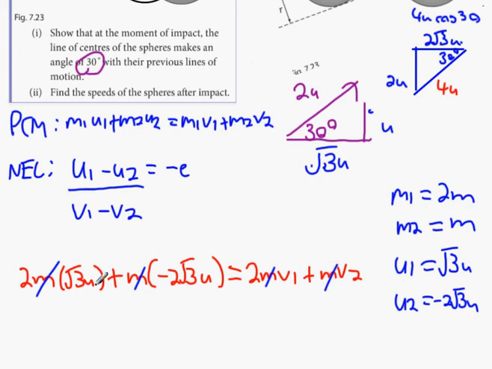And 2 root 3u minus 2 root 3u is going to be 0. So 2v1 plus v2 equals 0. Everybody happy with that? Isn't the v1 and v2 at the top for the equation?